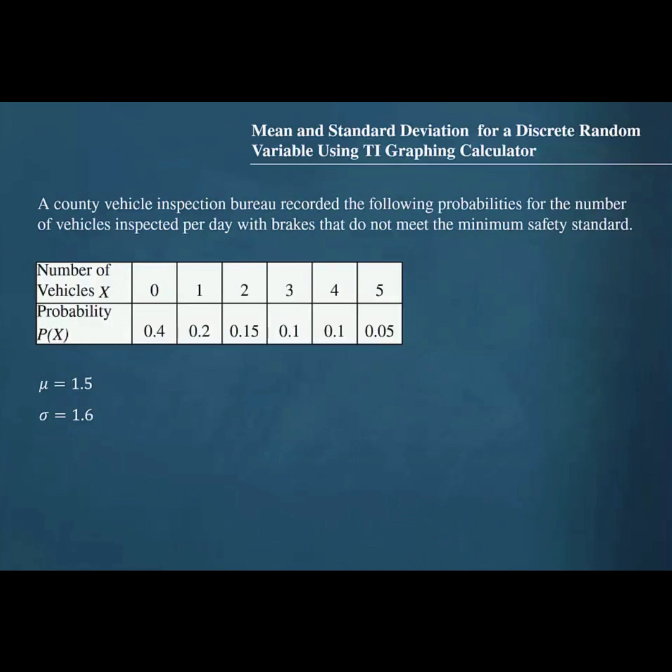Remember that the rounding rule for the mean and the rounding rule for the standard deviation are to round to one more decimal place than occurs in the raw data. Our raw data are numbers of vehicles, which are whole numbers, so we should round to one more decimal place. Therefore, we will report the mean as 1.5 and the standard deviation as 1.6.